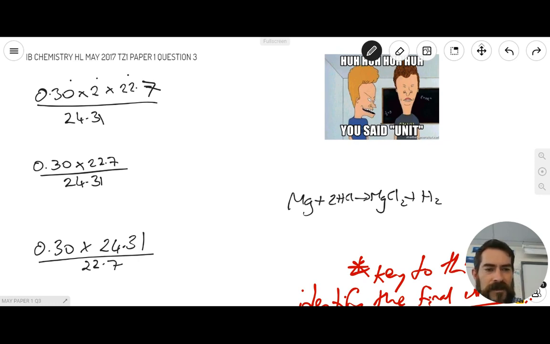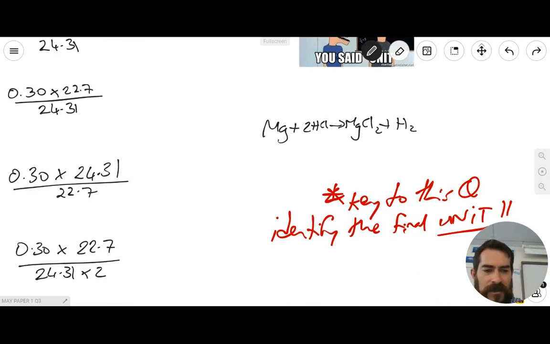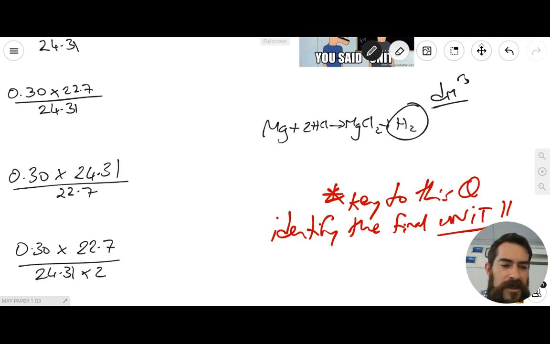The key for this question, as I've identified down here, is to be able to identify the final unit that you're trying to work towards. Now, in the question, they tell you that you're looking to figure out the volume in decimeters cubed of hydrogen gas that could be produced in this reaction. And they tell you that you're starting with 0.30 grams of magnesium. So the focus here is on the magnesium reactant.